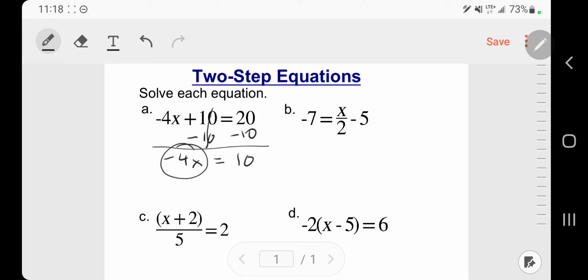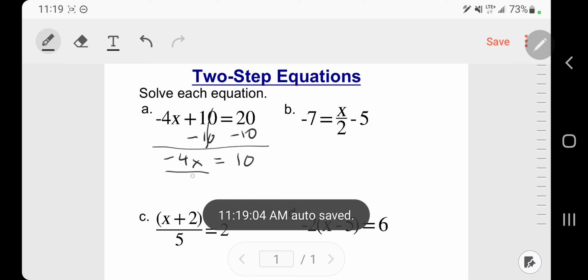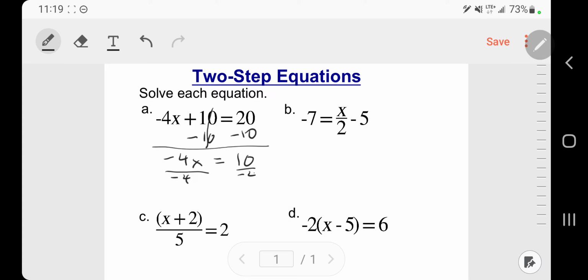Now once you get to this step, you have a negative 4x, which is technically like saying negative 4 times x. So the inverse operation to get rid of our negative 4 on the left side would be to divide negative 4 on both sides. Canceling out our negative 4 on the left side, and then we'd have 10 divided by negative 4 on the right. Now 10 divided by negative 4 is going to end up being either a decimal or a fraction. We can leave it as a fraction in this case. 10 over negative 4 is going to reduce to negative 5 over 2, and that would be your final answer for that one. X equals negative 5 over 2. So we ended up with our x by itself on the left, and then we ended up with our number answer on the right.